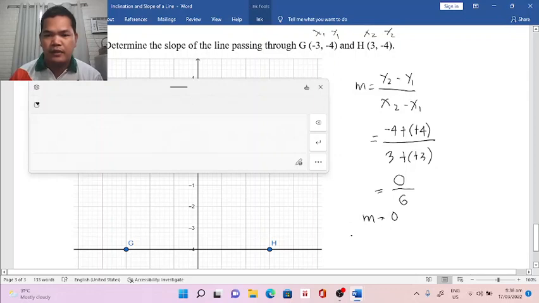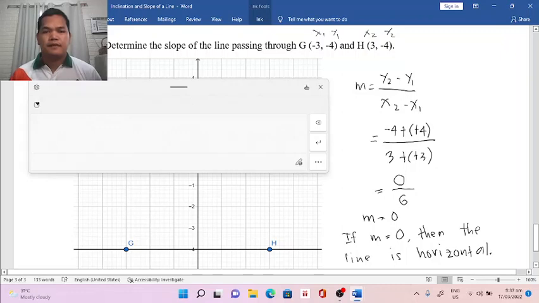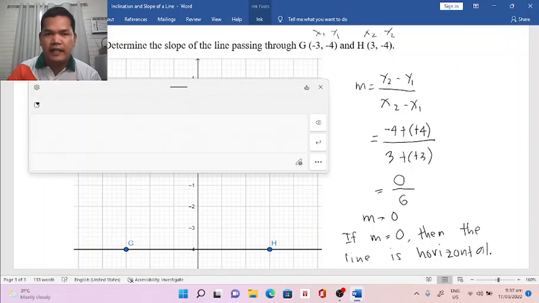So now we could conclude that if m is equal to 0, then the line is horizontal. So that's all for the inclination and slope of a line.